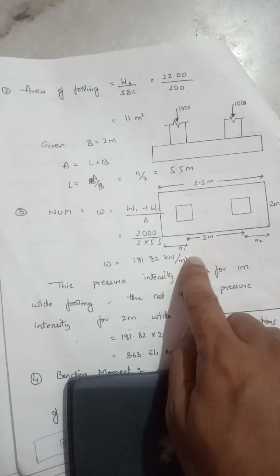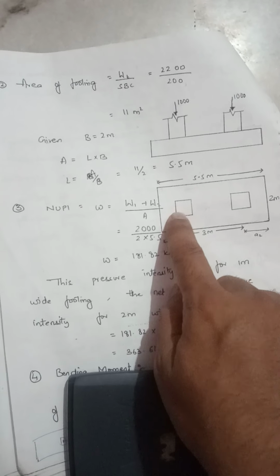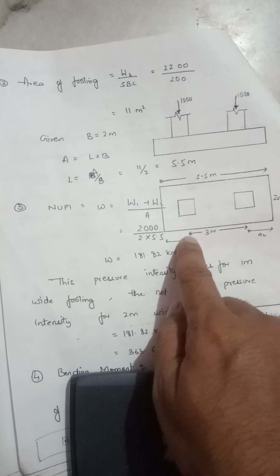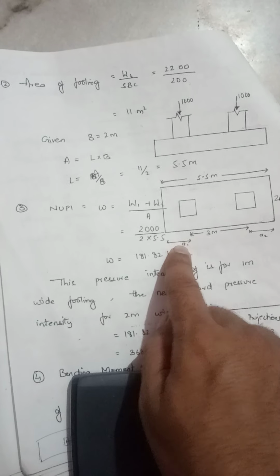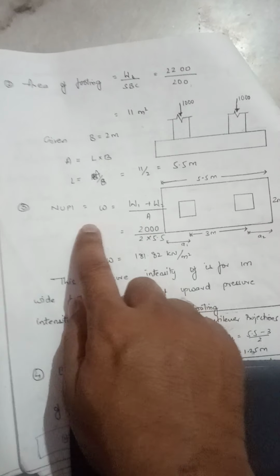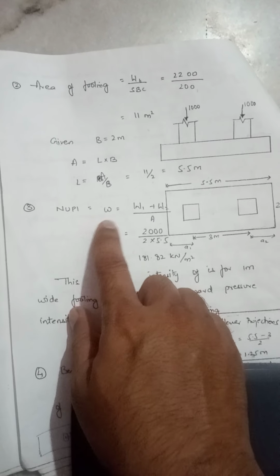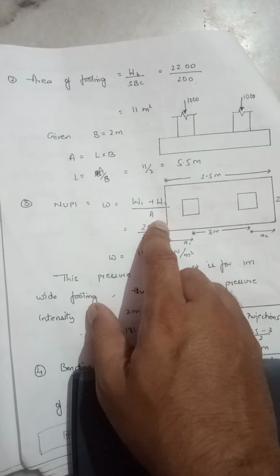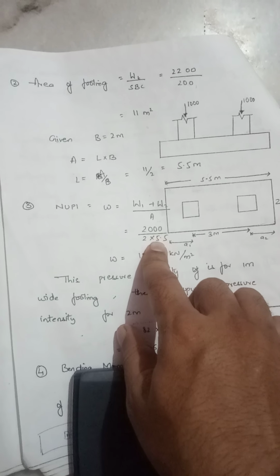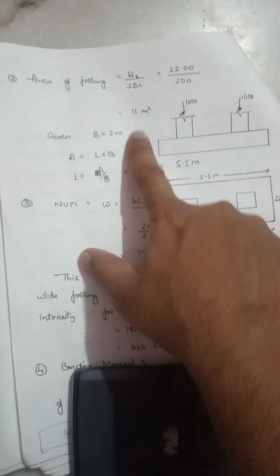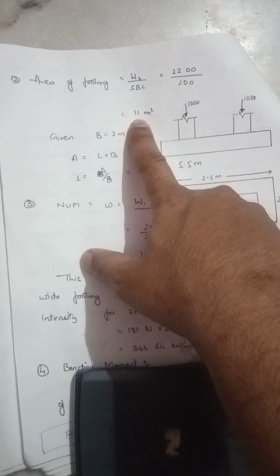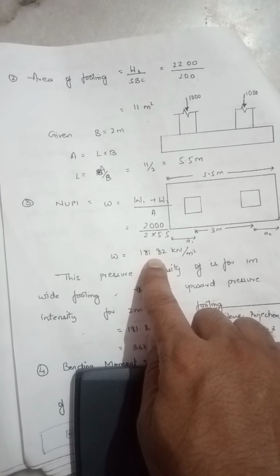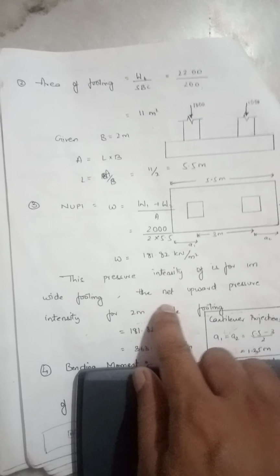Center to center distance is 3 meters, center to center from the columns. This is A1. After that, the rest of the projection is A1 here and A2 here. Now net upward pressure intensity we'll find out. W is equal to W1 plus W2 by A. So W1 plus W2 is 2000. Area is 11. You can see here area is 11. So we get 181.82 kilonewton per meter square.